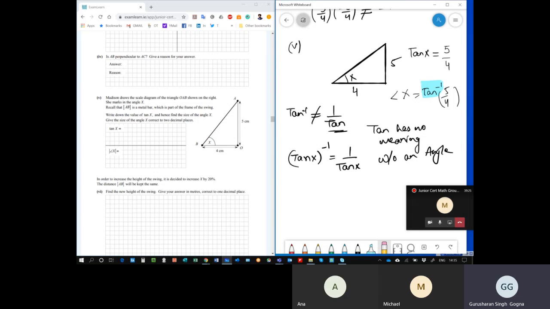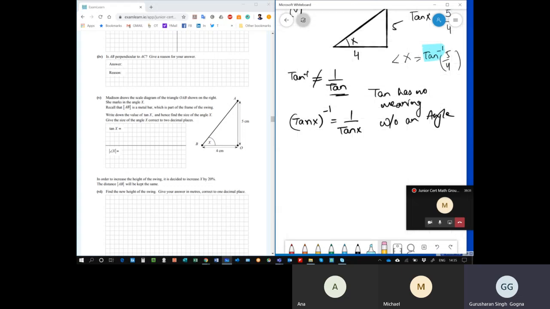So we are not moving tan to the other side. We are just saying that the angle is equal to tan inverse of 5 over 4. And the inverse function is given in your calculator. So we can find out tan inverse of 5 over 4. And this will give you angle x equals, correct to 2 decimal places, 51.34 degrees. Okay, that's it.